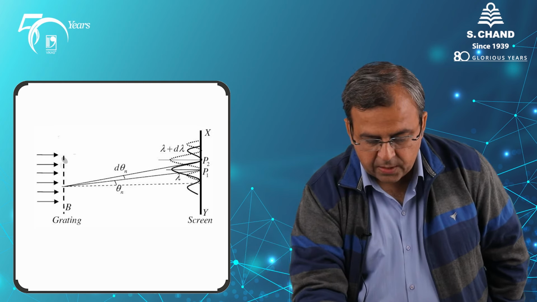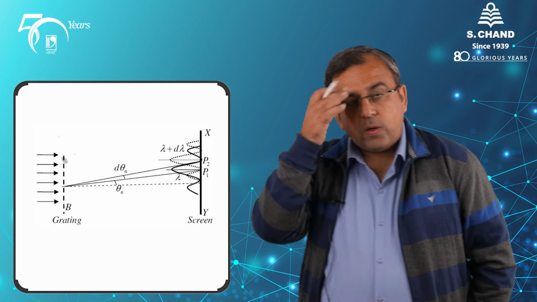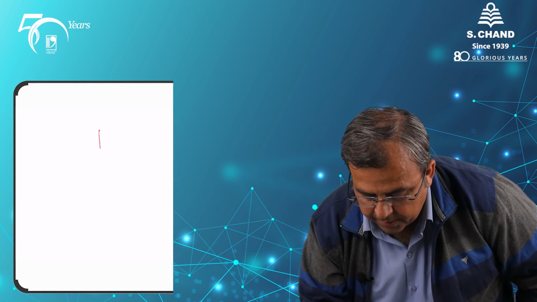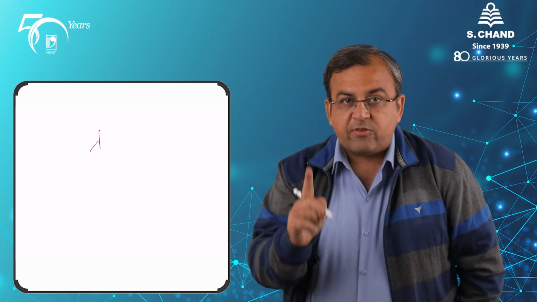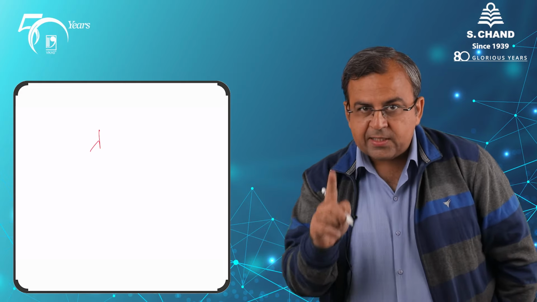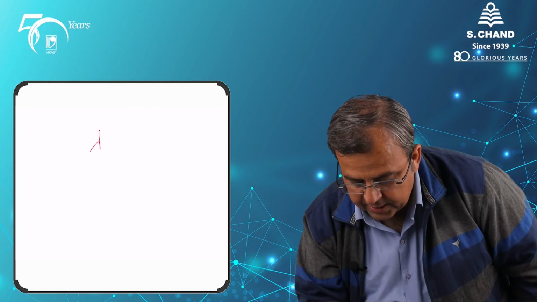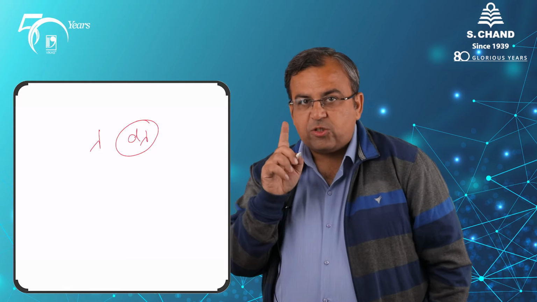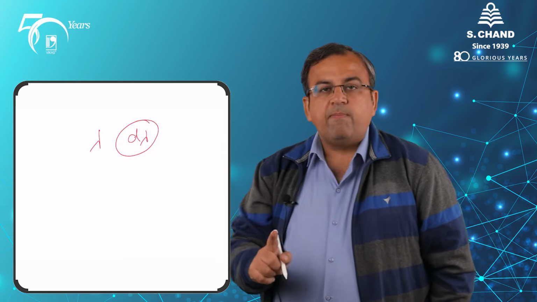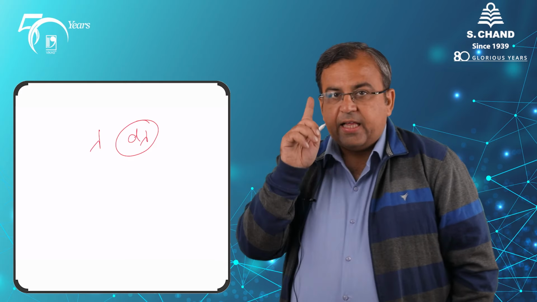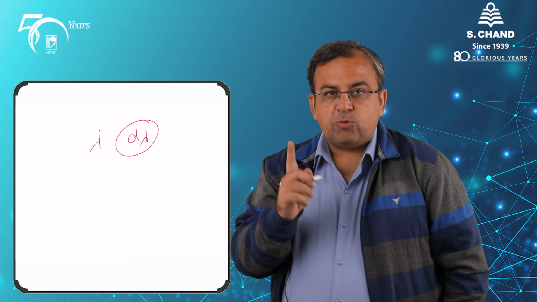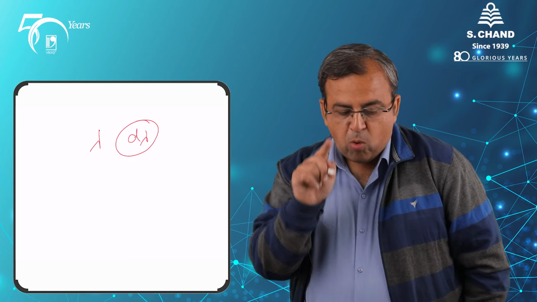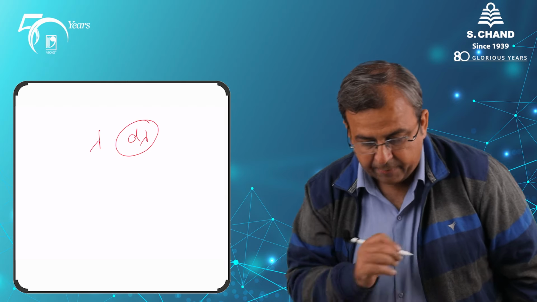So when we are talking of the resolving power, what is that resolving power? The resolving power of a grating is defined as the ratio of the wavelength lambda of any spectral line to the smallest difference in wavelength d lambda. I repeat it. When I'm talking of the resolving power of the plane transmission grating, the resolving power of the grating is defined as the ratio of the wavelength lambda of any spectral line to the smallest difference in the wavelength d lambda.